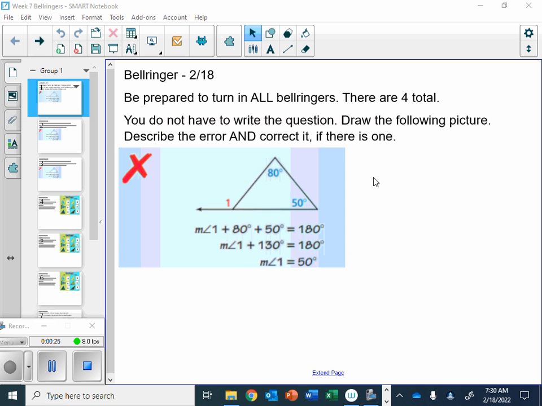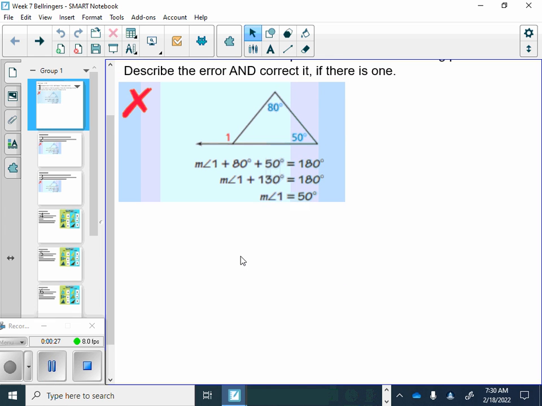And anyone can say anything. What went wrong here? Say it a little louder. Angle 1 plus 80 plus 50 equals 80. Right, that doesn't work, right? Okay, if angle 1 were inside the triangle, would they be correct? Yes, okay, but this angle 1 is outside the triangle, so they did not use the exterior angle theorem correctly.